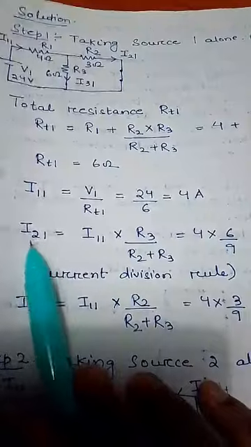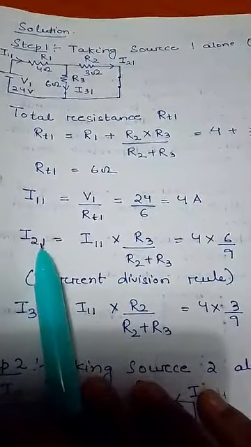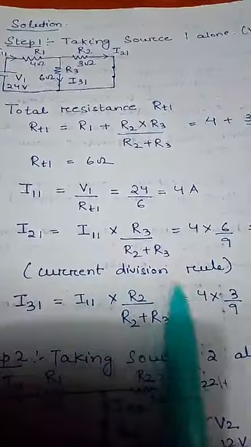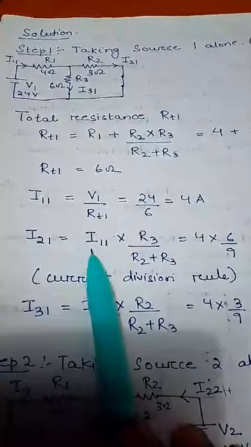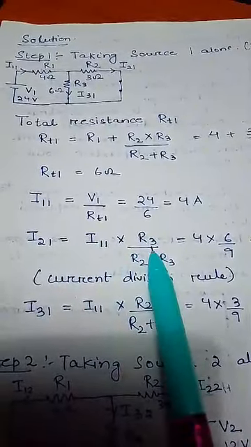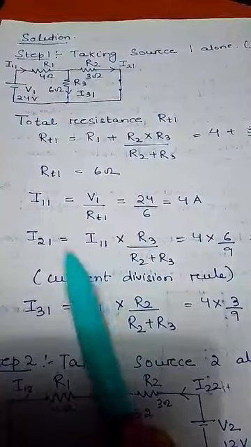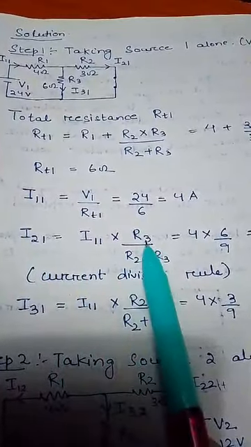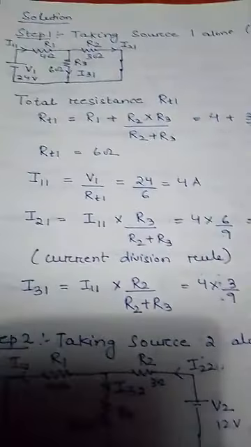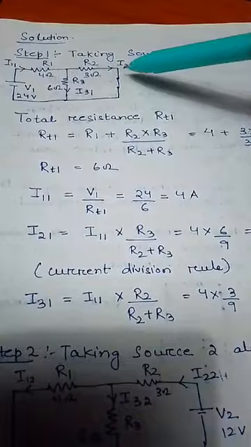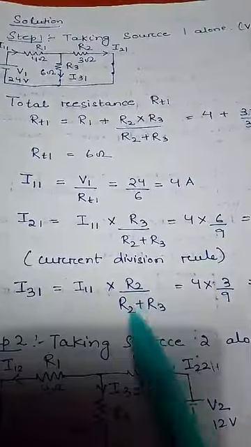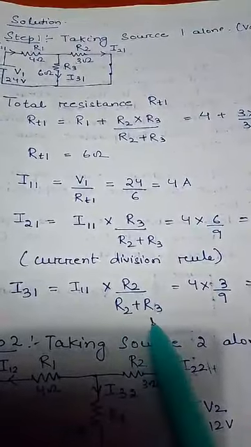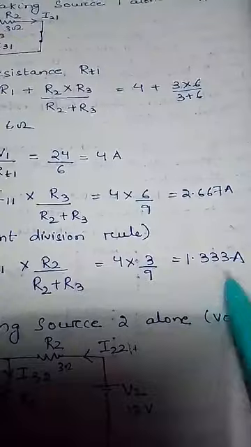We find I21, that means the current in branch 2 due to source 1, using the current division formula. As the current I11 is divided into these two branches, it is the total current I11 into the opposite branch resistance by the total resistance. So I21 equals I11 into R3 by R2 plus R3, and we get 2.66 ampere. Similarly we find the current through branch 3, I31, equal to total current into opposite branch resistance by R2 plus R3. We get a result of 1.33 ampere.